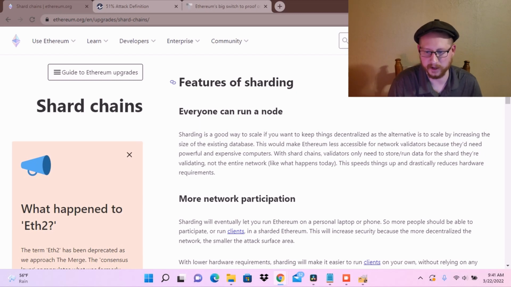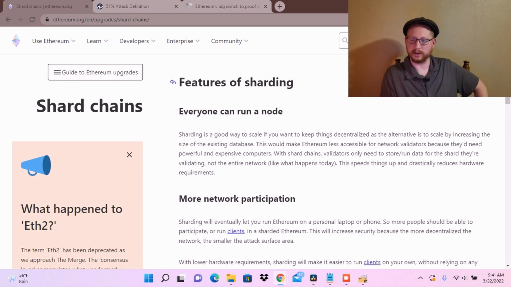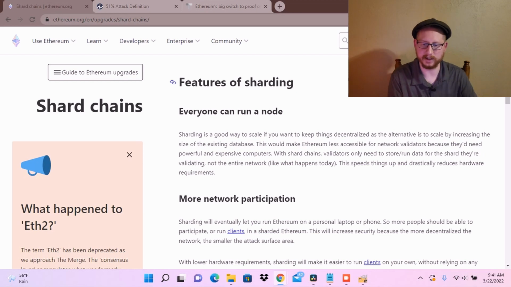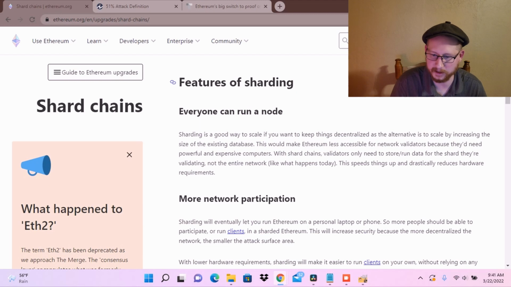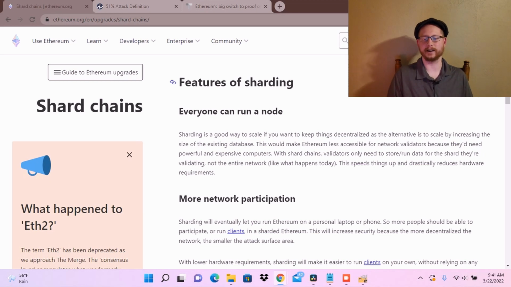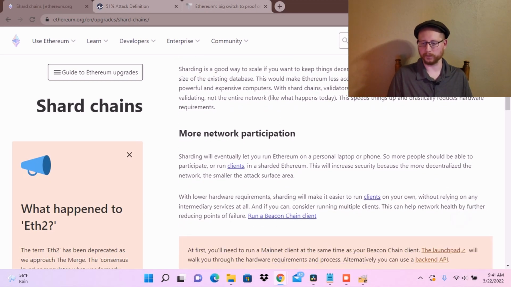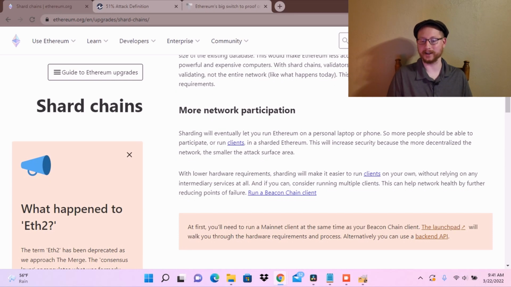Sharding is a good way to scale if you want to keep things decentralized, as the alternative is to scale by increasing the size of the existing database. This would make Ethereum less accessible for network validators because they need powerful and expensive computers. With shard chains, validators only need to store and run data for the shard they're validating, not the entire network like it happens today. So they've been doing it for the entire network, and now they're just going to have to do it for the shard chains, it looks like. Yep.